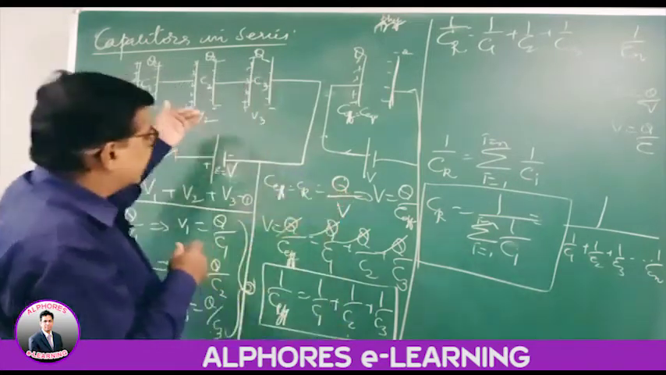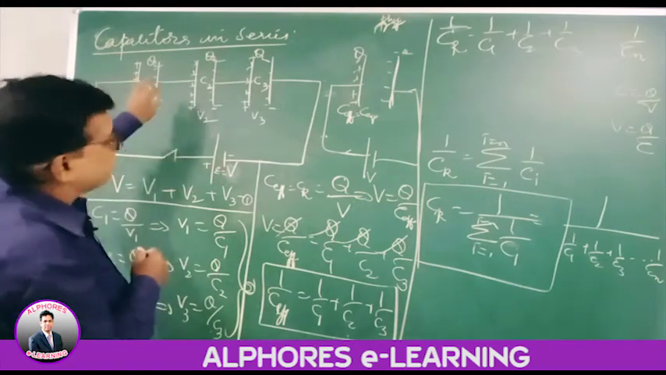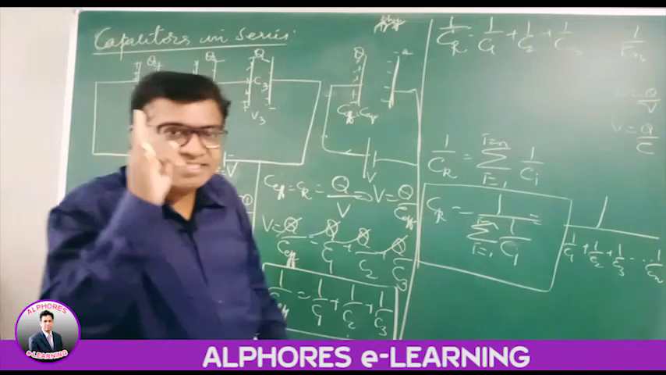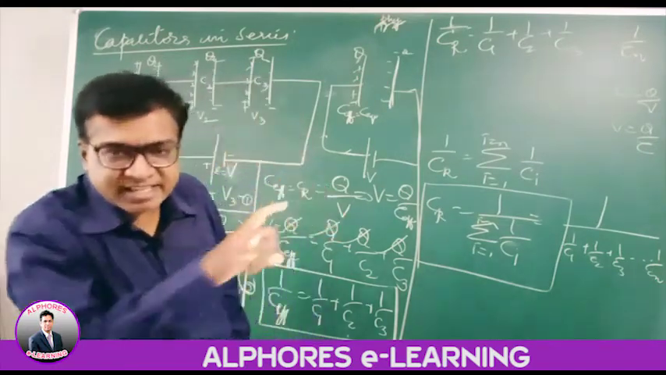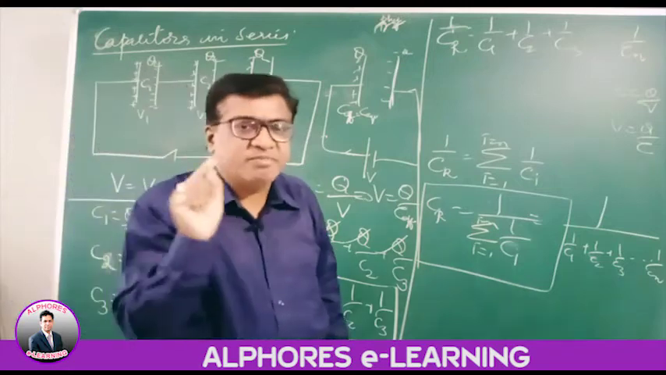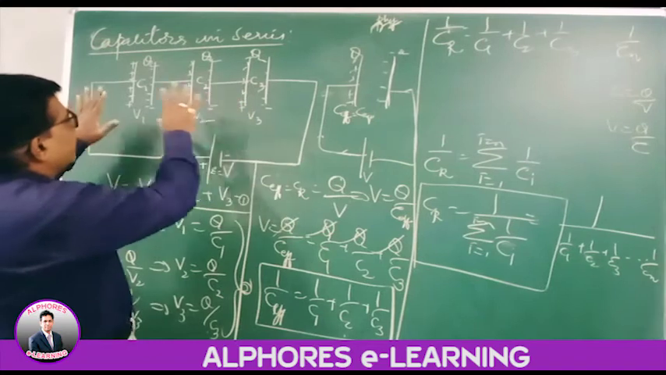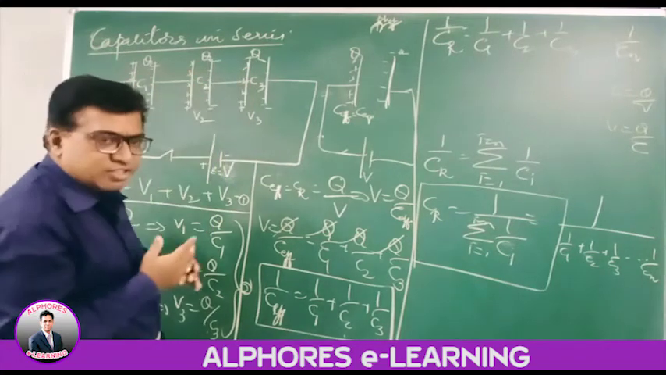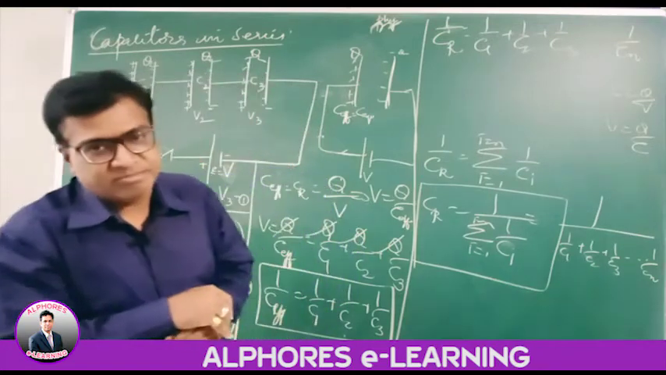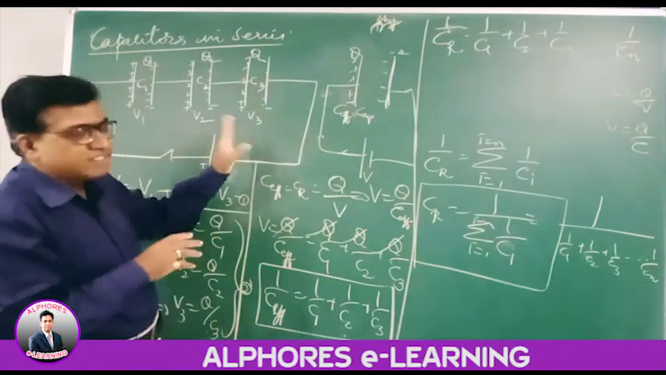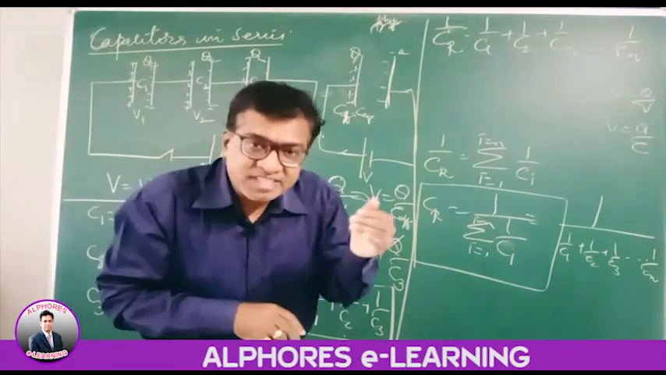When it is connected to a source, the source will charge these capacitors. Since they are in series, the charge remains constant. Always remember, in series combination, the current flowing through the circuit will be constant. When steady state is obtained, all the capacitors will have the same charge. But since they are of different capacity, the potentials are different.